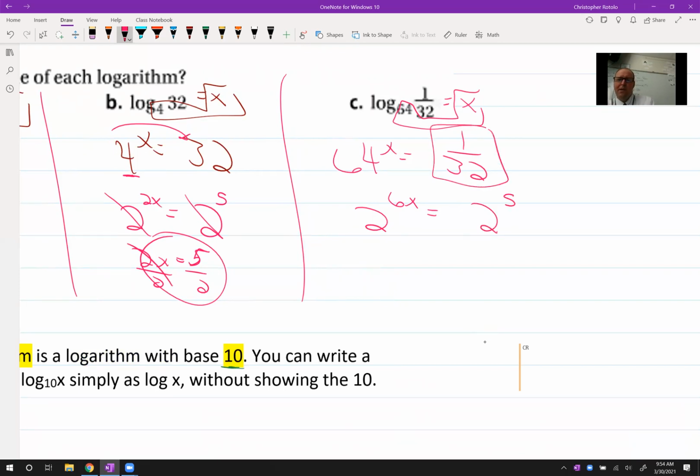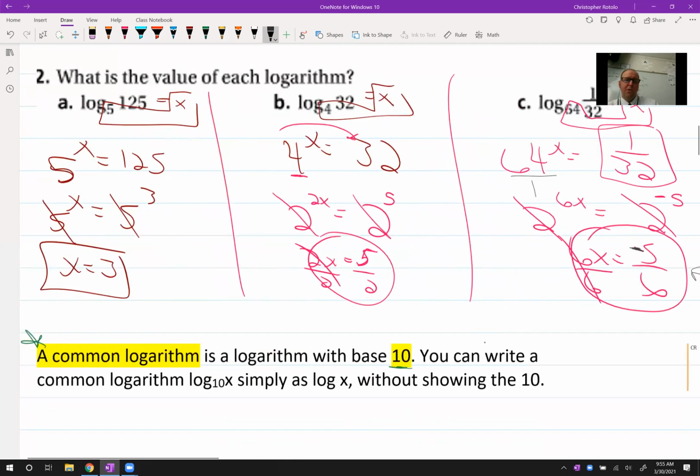But notice what happened? This is a fraction. So that means it's going to have a negative exponent. That's how we flip those around. So now we're going to drop those. 6x equals negative 5. Divide by 6. So negative 5 sixths. I know that because I'm going from what looks like a whole number, 64, and I need to flip it over. So it definitely has to have that negative. And also the fact that I'm going from 64 into 1 over 32, right? The negative flips it over.